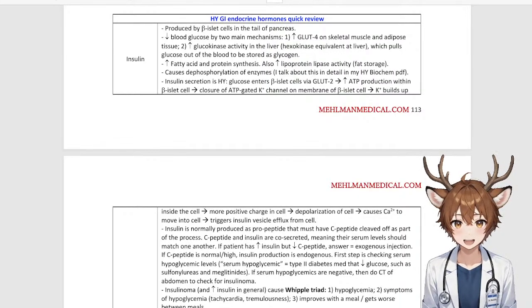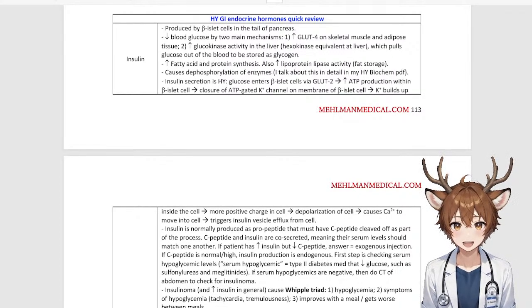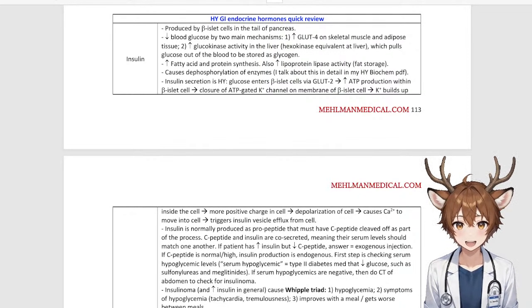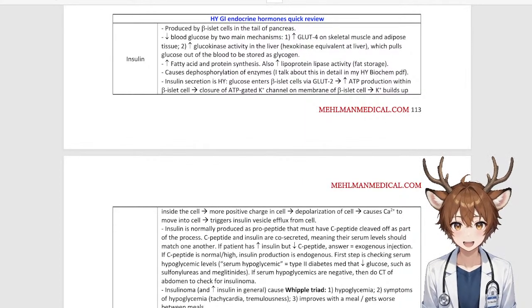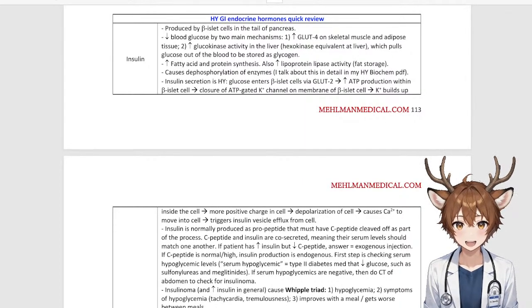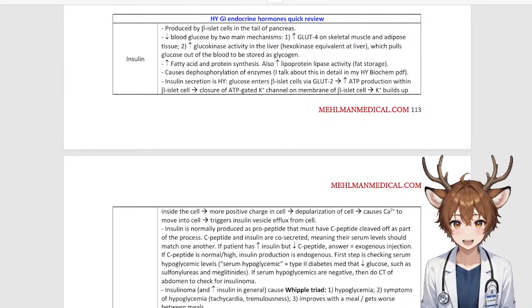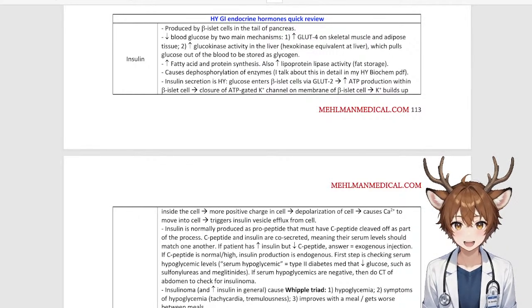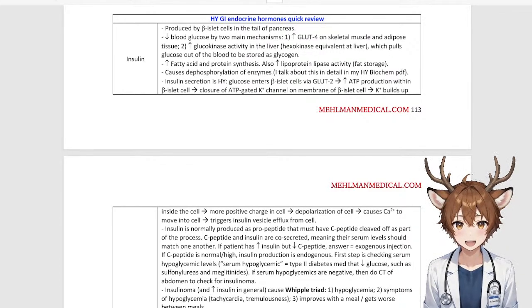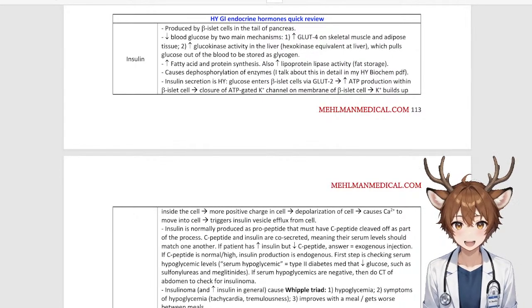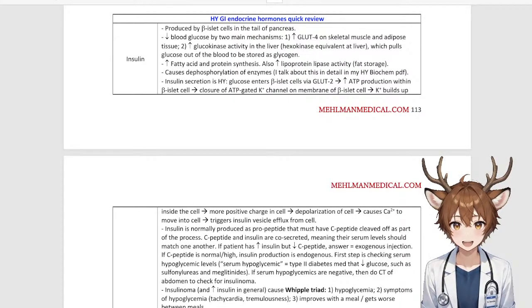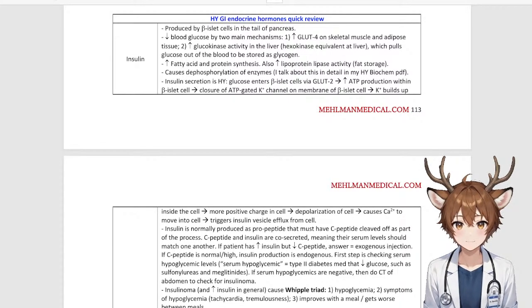Insulin secretion is high yield. Glucose enters the beta islet cells via GLUT2, leading to an increase in ATP production within the beta islet cell, which leads to closure of the ATP-gated potassium channel on the membrane of the beta islet cell, leading to potassium building up inside the cell. More positive charge in the cell leads to depolarization of the cell, which causes calcium to move into the cell and triggers insulin vesicle efflux from the cell.